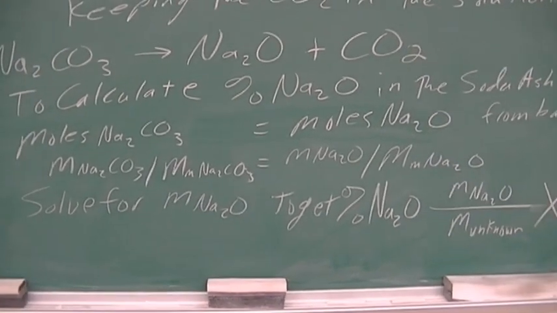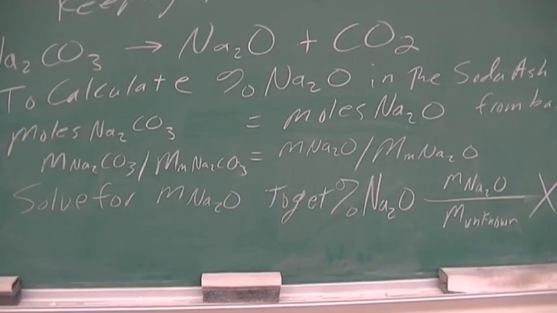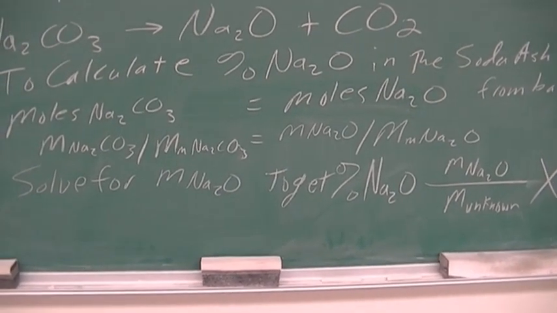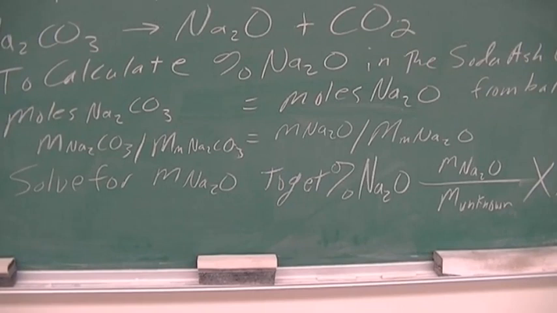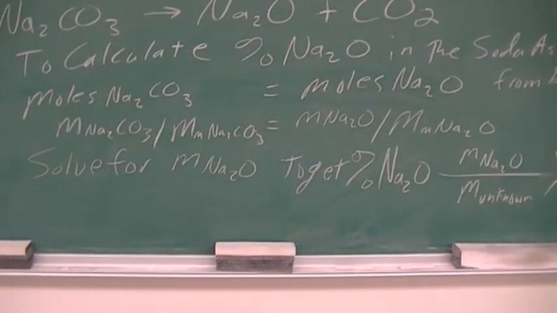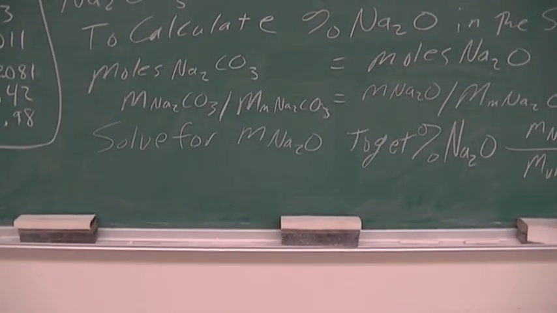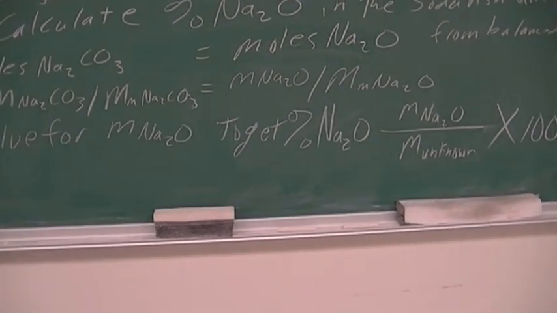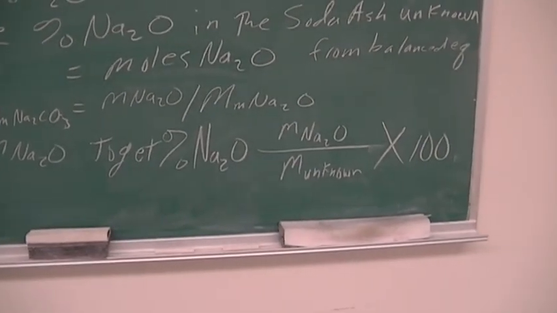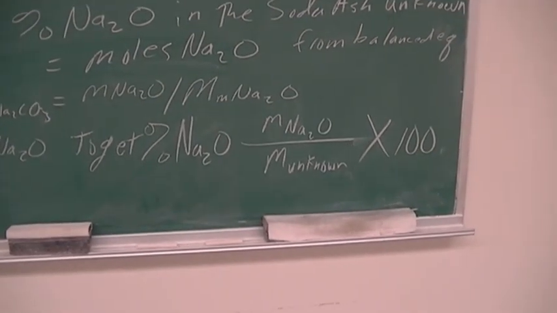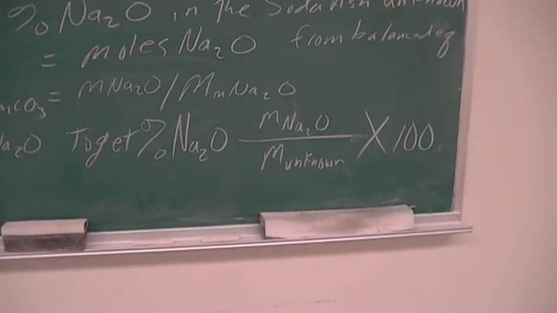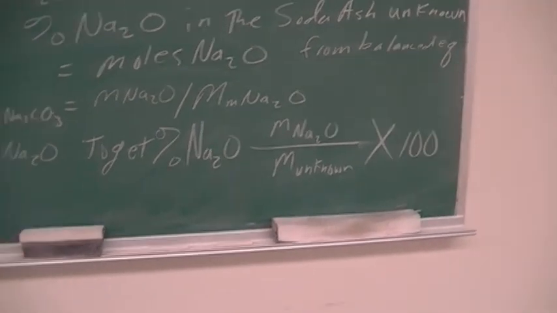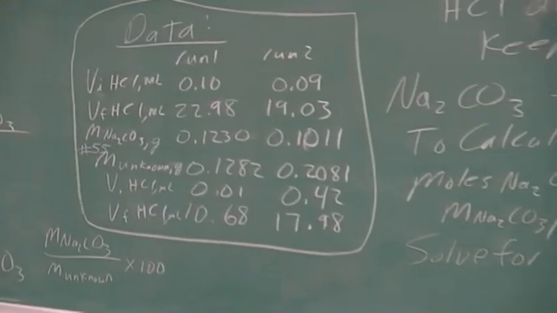To get the moles of sodium oxide, we take the mass of sodium oxide, which is what we're going to solve for, because we can look up the molar mass of sodium oxide. So we solve for the mass of sodium oxide to get the percent of sodium oxide in the unknown. We take this mass of sodium oxide, divide by the mass of the unknown, multiply by 100, and we will have that information.